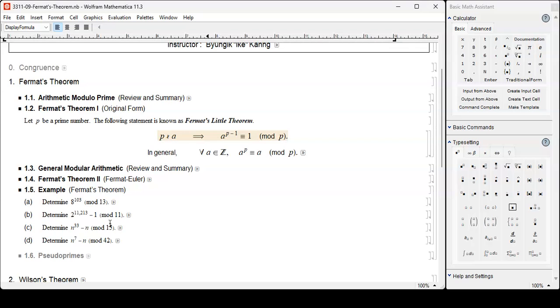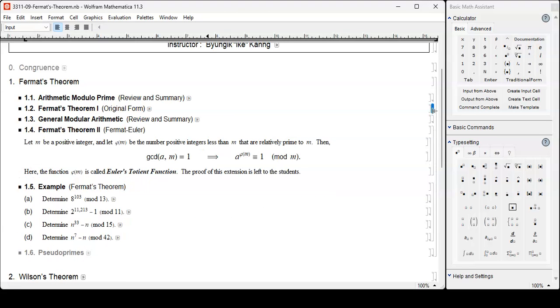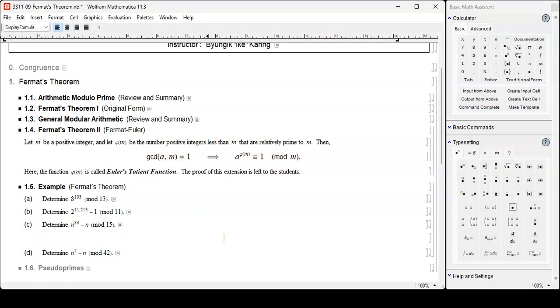Now let's do part C. This time it looks like it is a job for Fermat-Euler extension, because 15 is a composite number. Okay, how do we handle that? Well, all right.